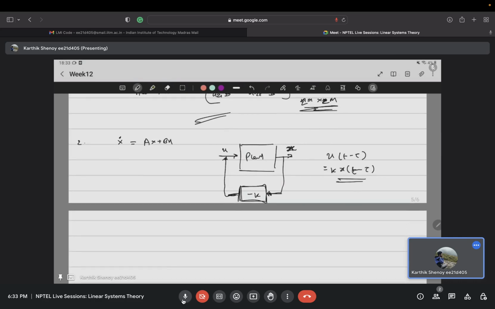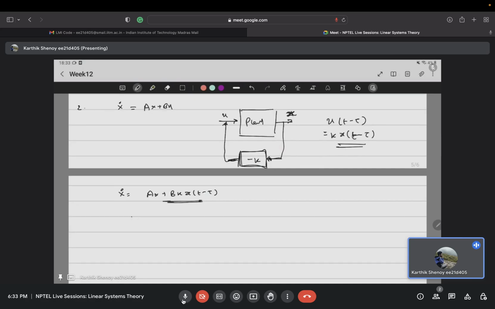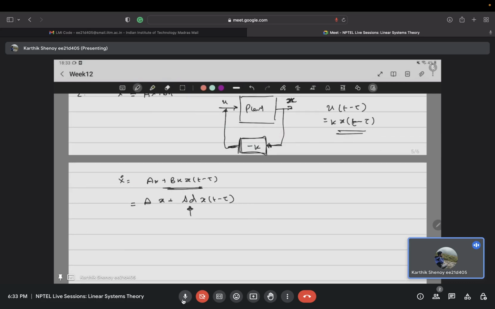So, you will always have x dot equal to Ax plus BK x of t minus tau. This is the same as writing Ax plus Ad times x of t minus tau, where d is now your delay matrix. Now, for some systems, how can you say the system is stable? The necessary condition for this is that A should be Hurwitz.